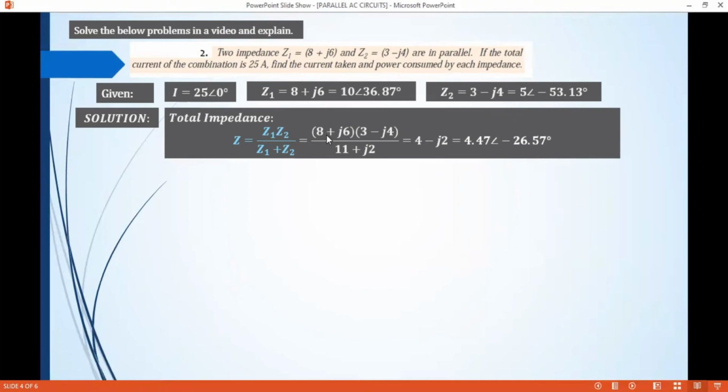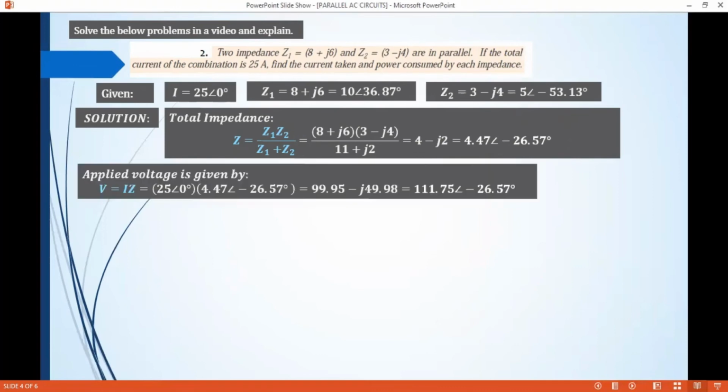let's get the sum for the Z1 and Z2. So we have 8 plus 3 is 11, then 6 minus 4 is 2, so 11 plus j2. So to input it in our calculator, we have 4 minus j2 in complex form, the answer, and we will convert it into polar form. We have 4.47 angle negative 26.57 degrees.